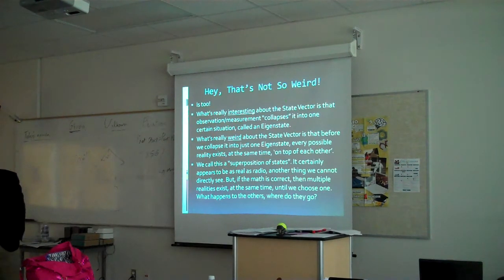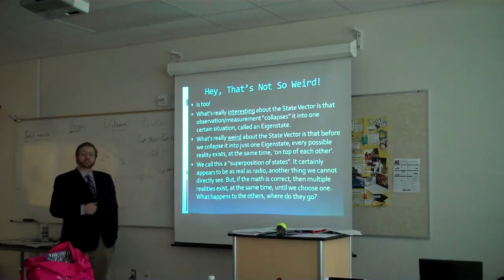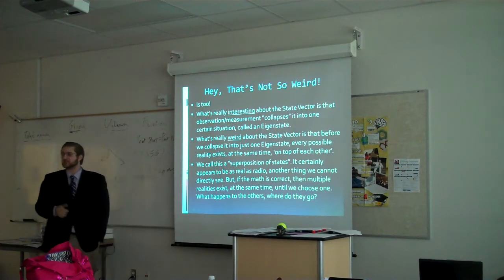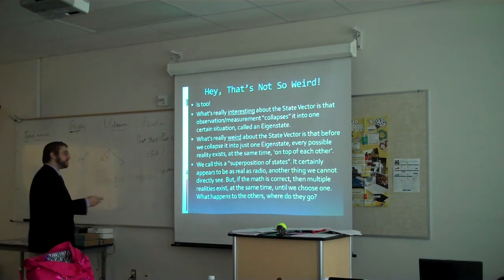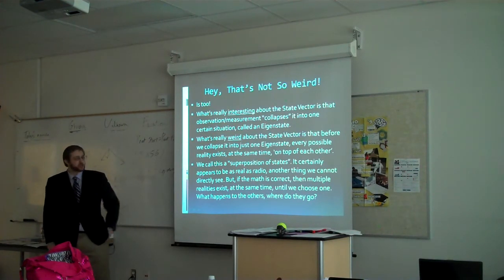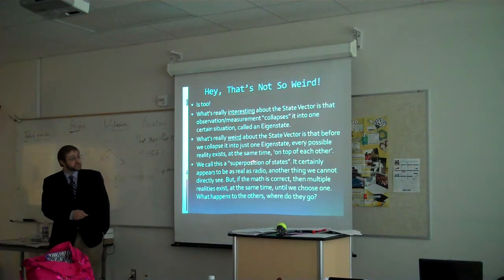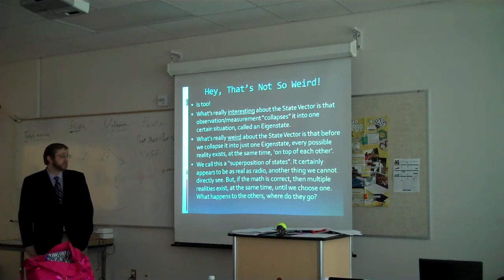See, what's interesting about the state vector, the vector that shows us how everything in a system is changing, is that observation or measurement collapses it into one specific situation that we call an eigenstate. But before we collapse it, what's really weird is that before it's collapsed into just one reality, every possible reality exists at the same time, stacked on top of each other. We call that superposition of states. It appears to be real. Real as radio, even though we can't see that either.